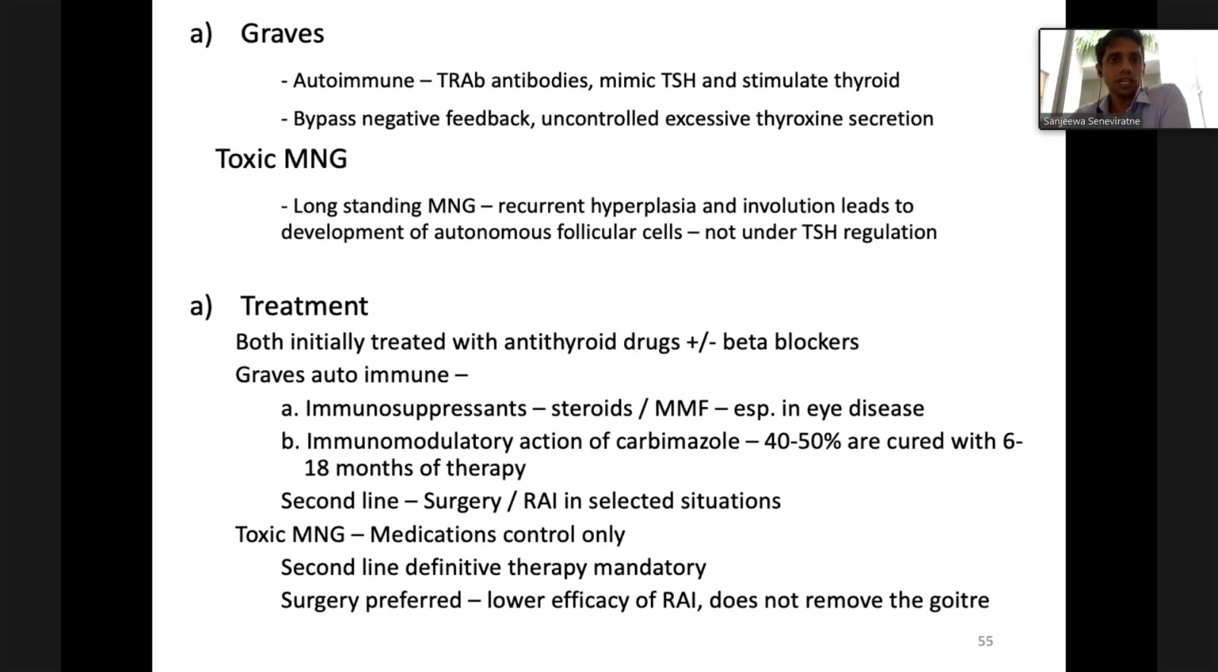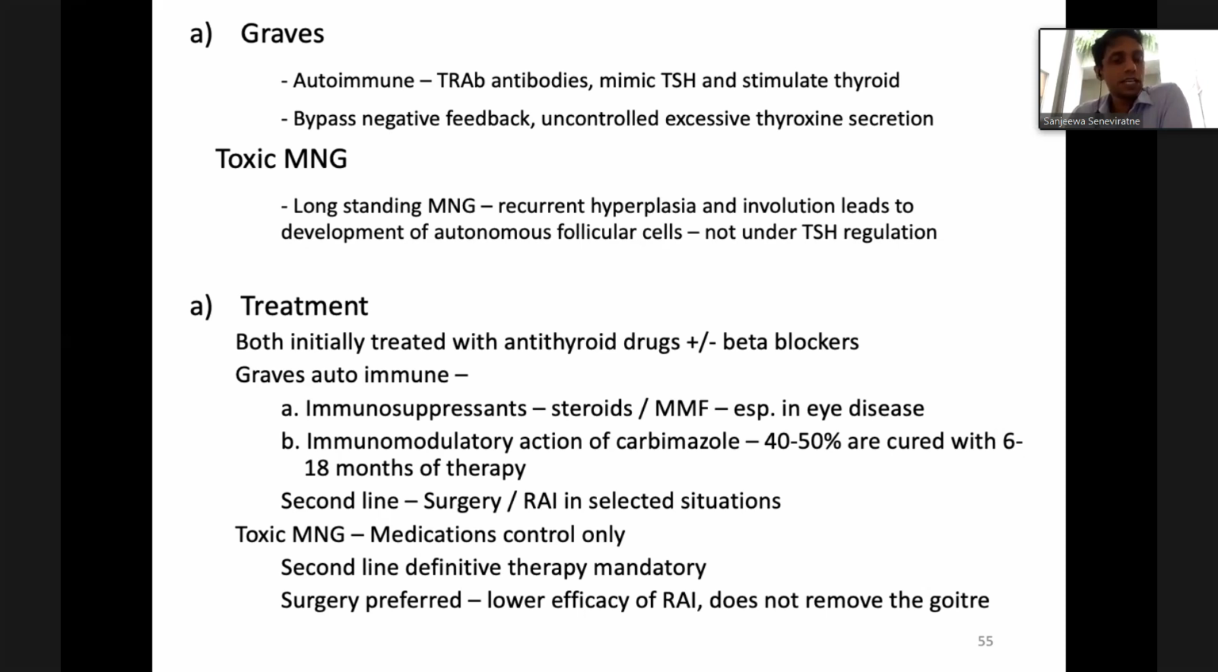Okay. So Graves' disease is autoimmune, TRAB antibodies mimic TSH and stimulate the thyroid, bypassing the negative feedback. So there is uncontrolled excessive thyroxine secretion. Now remember, these are 40-mark questions, so you can't just say one sentence and get away with it. In toxic MNG, we have discussed what happens. Then treatment: both are initially treated with anti-thyroid drugs plus or minus beta blockers. But since Graves' is autoimmune, we use these additional treatment modalities. Second line, surgery or radioactive iodine therapy only in selected situations when the primary treatment fails.